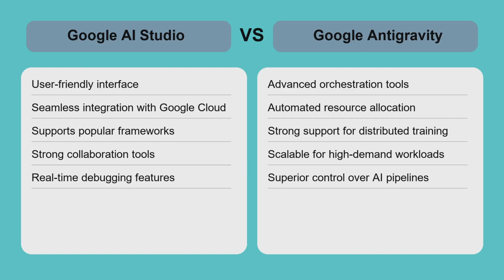Antigravity, on the other hand, shines when models need to be deployed reliably at scale, handling complex workflows and high traffic. It demands more technical knowledge but delivers superior control over infrastructure and performance. For example, startups or research teams may prefer AI Studio for agility, while large companies with production AI services benefit from Antigravity's robust deployment features.